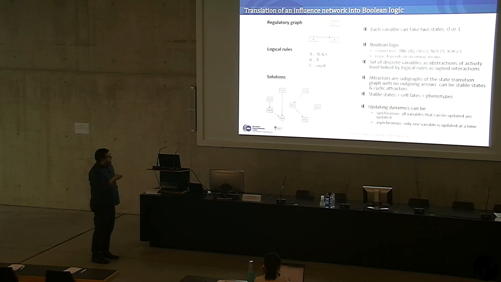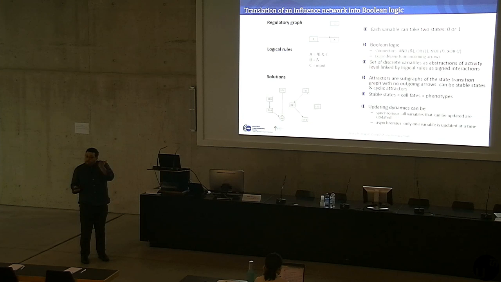So once you have the regulatory graph and the logical rules, these logical rules are a set of discrete variables that are the abstraction of the activity of A, B, and C. Of course, we know that in biology, things are not zeros or ones. But sometimes you have a high level and sometimes you have a low level. So you can consider that this low level is zero and this high level is one.